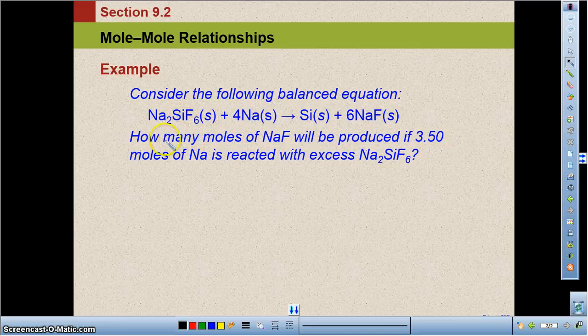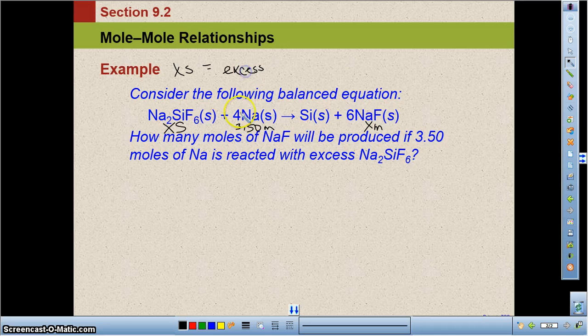So it says how many moles of NaF, so I'm going to come over here and I'm going to put X moles, or Xm, will be produced if 3.5 moles of sodium is reacted with, let's put moles over here, with excess Na2SiF6. And I put excess just because this is how I shorthand things. So this is the same thing as saying excess.